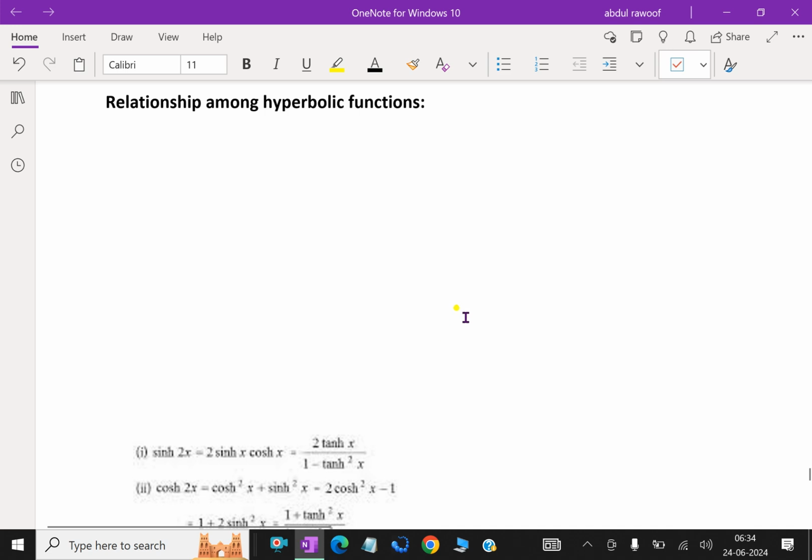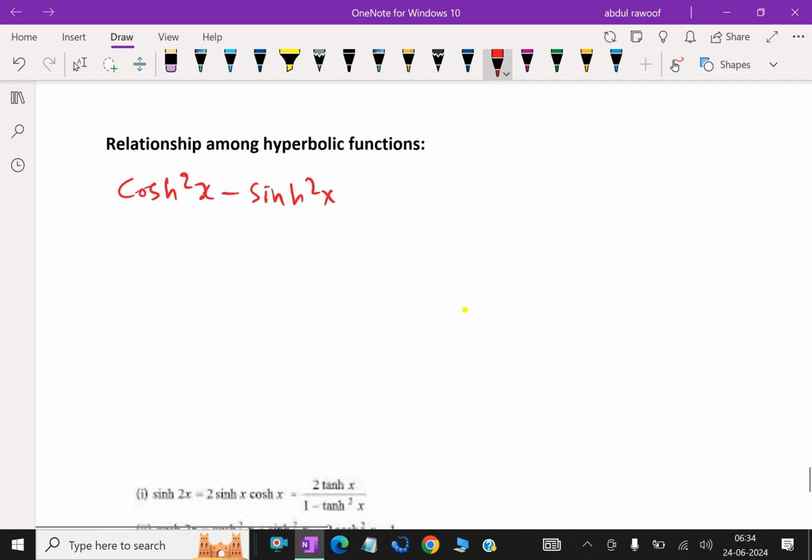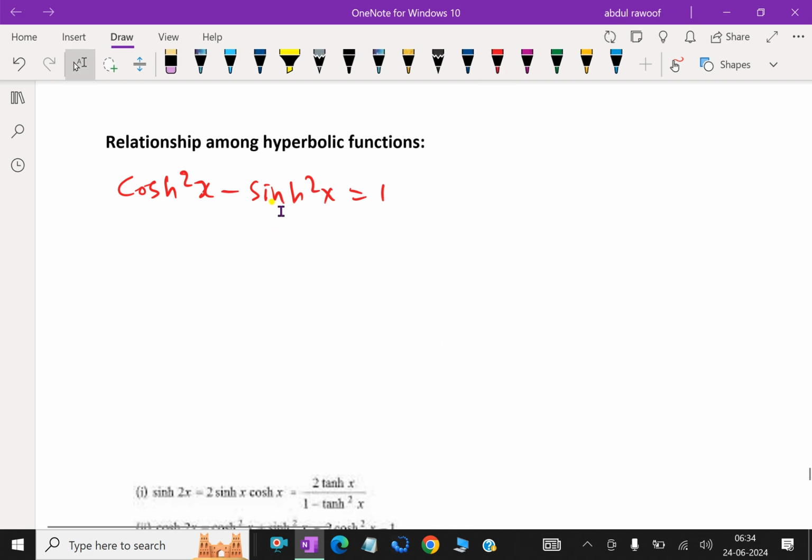Next, relationships among hyperbolic functions. Here, the first basic relation of hyperbolic functions is cosh squared x minus sinh squared x equals 1. This is a basic identity. From this, we can derive different identities in hyperbolic functions.